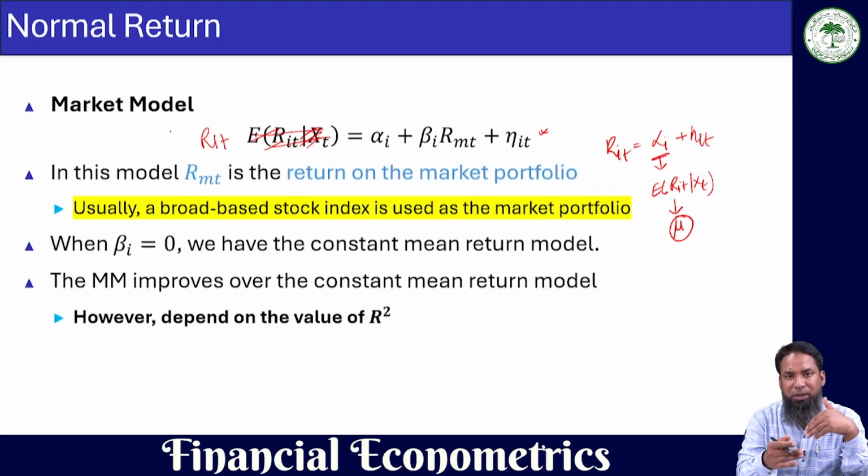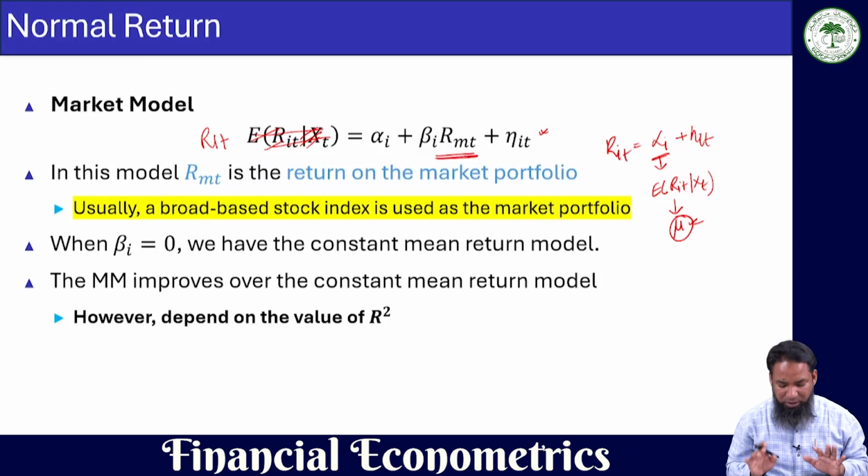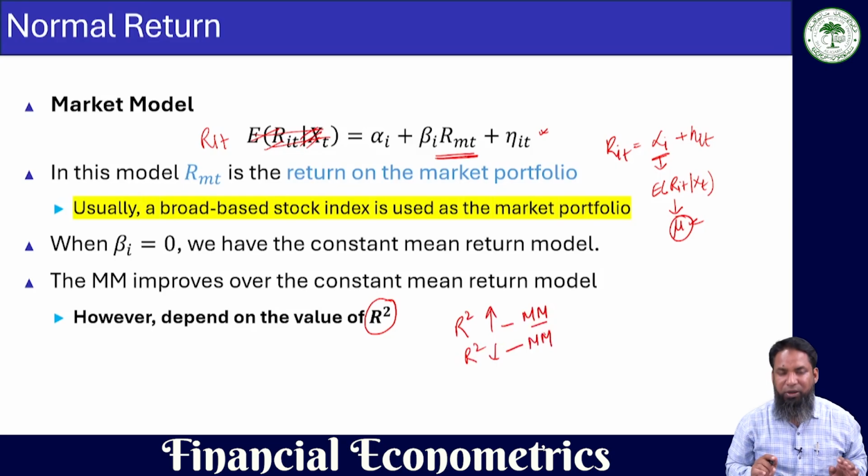Now this market model is an improvement compared to the constant mean return model, because it captures the effect from the market also. However, that improvement will depend on the R square. You might recall from the previous classes on the linear regression model that R square is the coefficient that tells how good the fit is. So that is one of the measures. The higher the R square, the better the market model we have. The lower the R square, the weaker the market model.